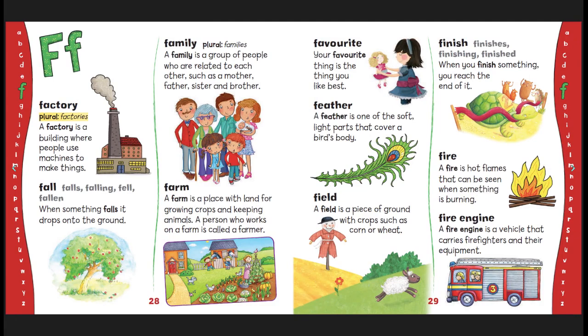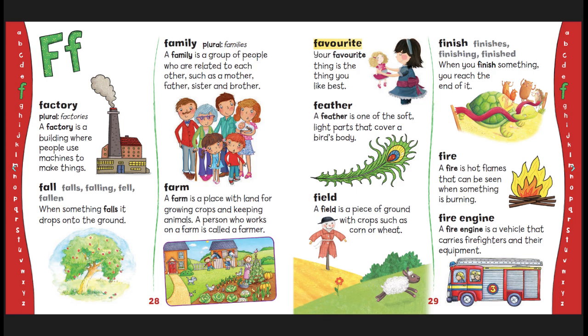Factory. Plural, factories. A factory is a building where people use machines to make things. Fall. Falls, falling, fell, fallen. When something falls, it drops onto the ground. Family. Plural, families. A family is a group of people who are related to each other, such as a mother, father, sister, and brother. Farm. A farm is a place with land for growing crops and keeping animals. A person who works on a farm is called a farmer.